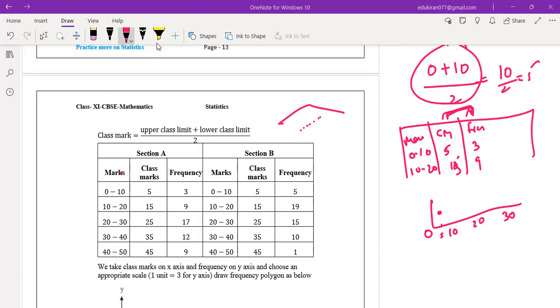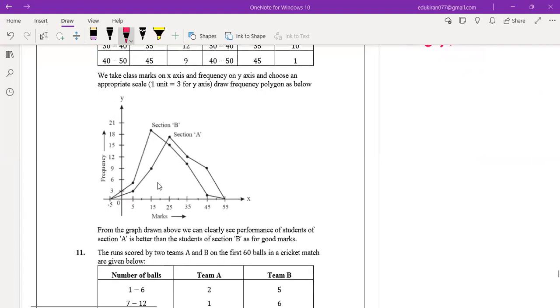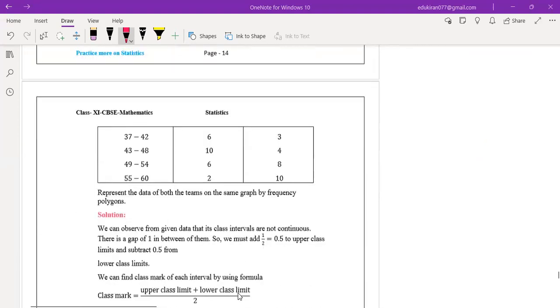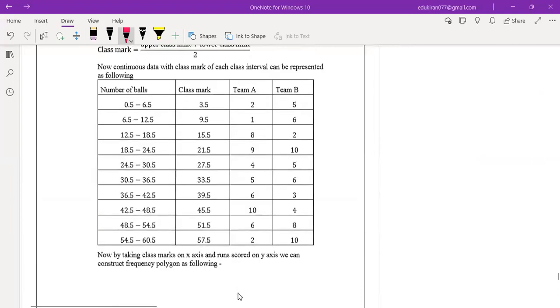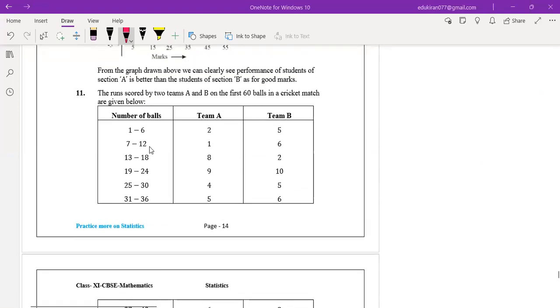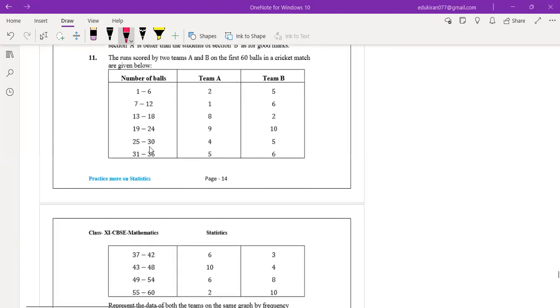Okay, ma'am, done. Done? Yes. It looked like this? Yes. Okay. Now coming to the next one. This one, right? Okay, you have to again draw the polygon, but remember this time it is again not in the sequence. So first you will convert and you will make a new table, right? Right.